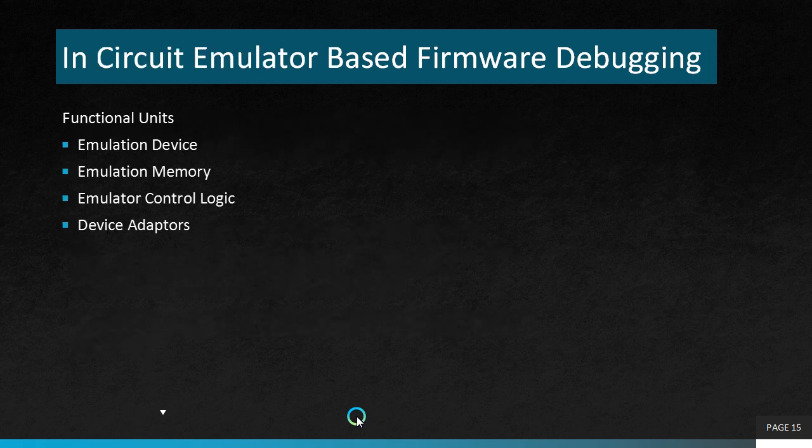Now let's go to the next technique, that is the in-circuit emulator based firmware debugging. It contains four functional units. They are emulation device, emulation memory, emulator control logic and device adapters. Emulation device. It is actually a replica of the target CPU. It can be a standard chip or a programmable logic device, that is PLD.